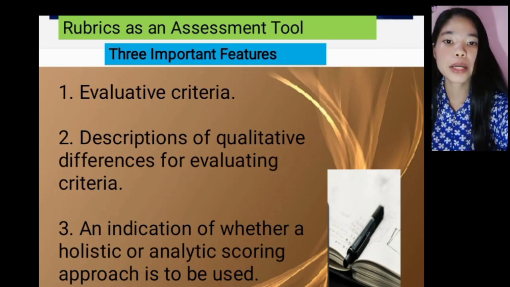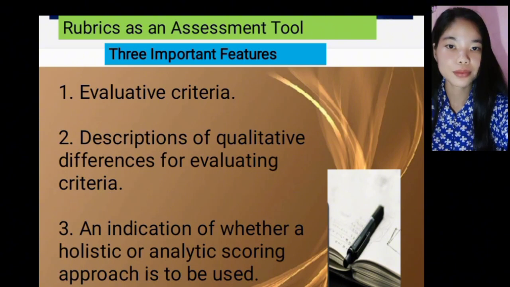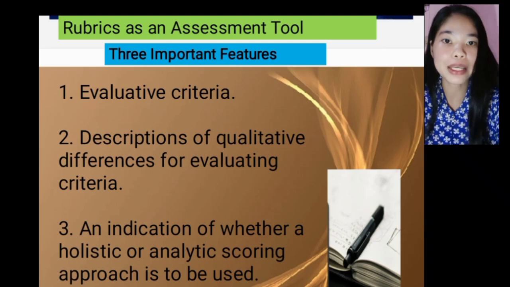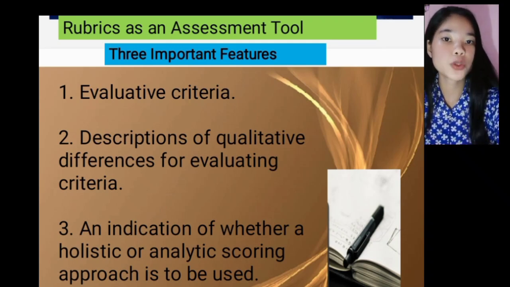This is the description of qualitative differences for evaluating criteria. It refers to the performance levels of the students. Based on a figure, each criteria is broken down into different levels of performance. For example, excellent, good, fair, and needs improvement. Lastly, we have indication of whether a holistic or analytic scoring approach is to be used. On the other hand, with the use of rubrics, we are able to have a structured and transparent way to assess student learning, ensuring fairness and consistency in evaluation.